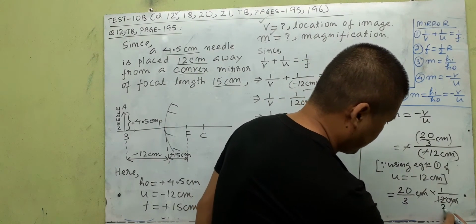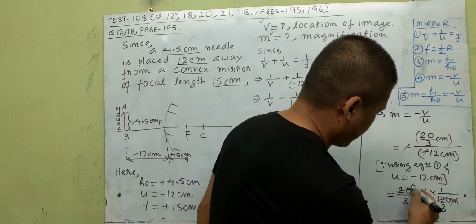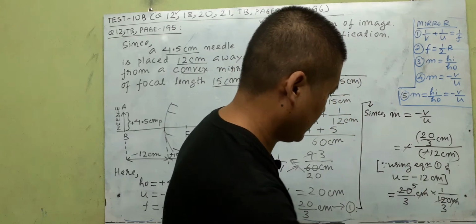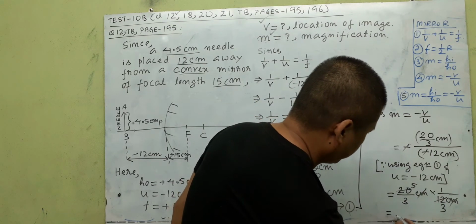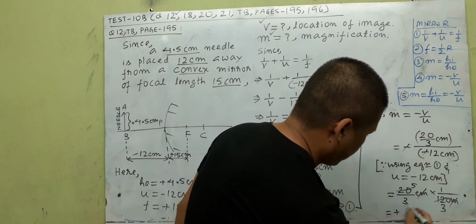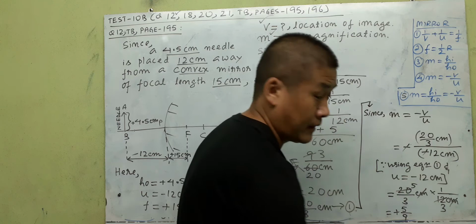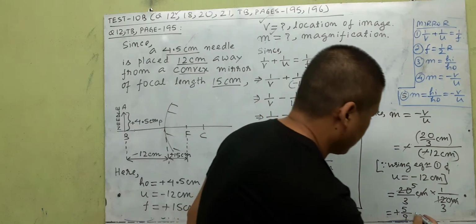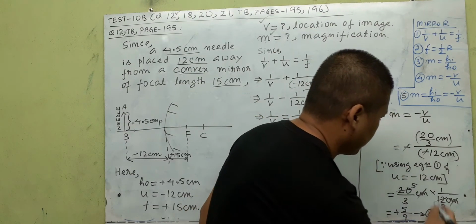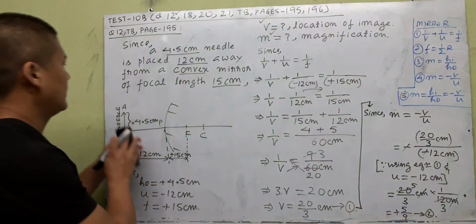4 3s are 12, 4 5s are 20 is going. So this cannot cancel anymore, so we're getting here plus 5 up and down here 3, 3 3s are 9. So this is the second value. This is equation number 2. So we're ready to write our answers. So let us do that.